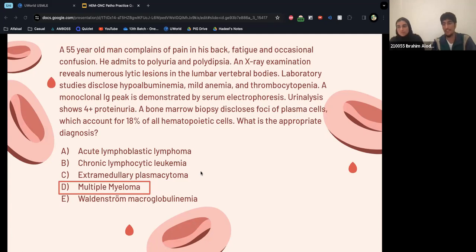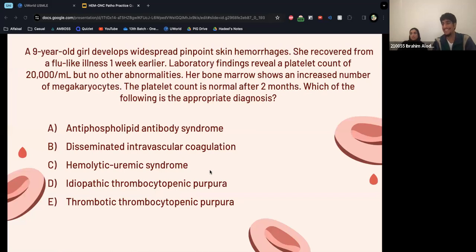Okay. This is a classic multiple myeloma question. This has all the CRAB criteria. If you're going to get a multiple myeloma question in the exam, it's going to look more like this. I hope we're happy about multiple myeloma now. Do you guys have any questions? I'm going to take that as a no. Okay. All good. Great.